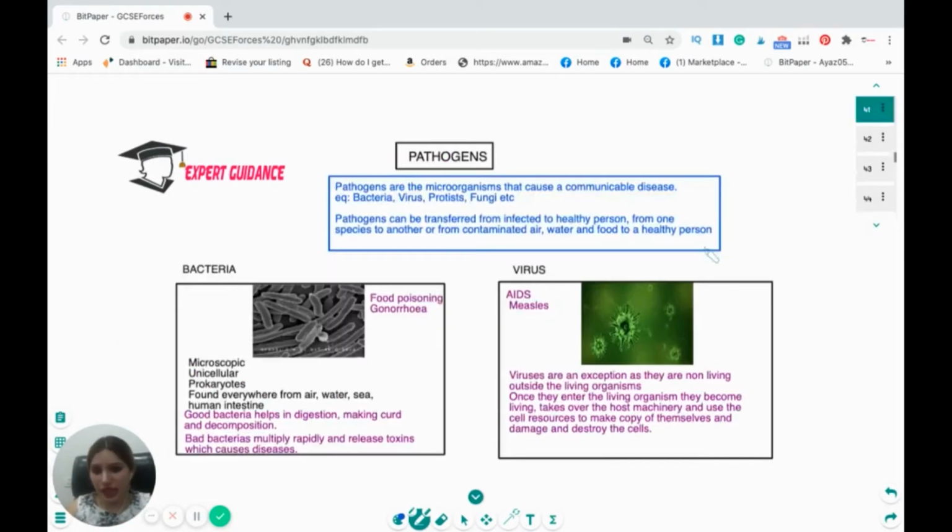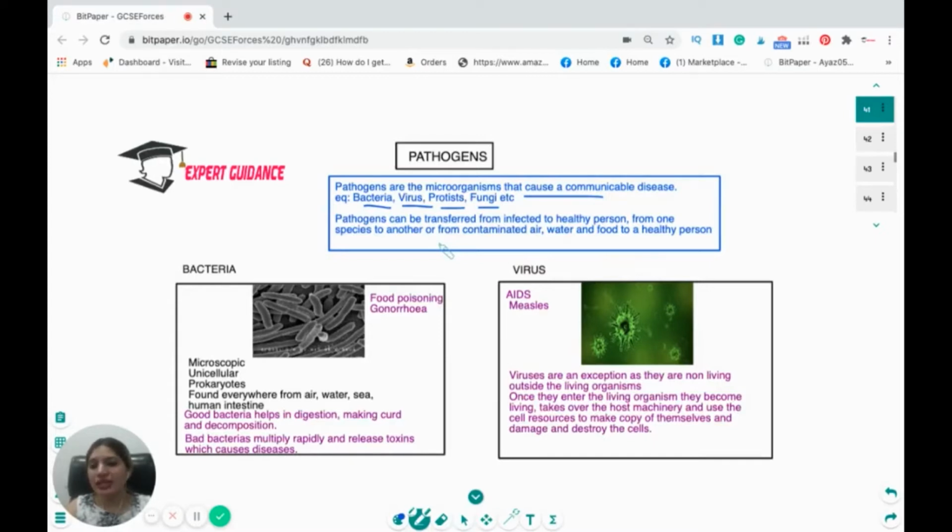that person is predisposed to many health complications. Now, as we said, communicable diseases are caused by pathogens. So you should know what pathogens are. Pathogens are the microorganisms that cause a communicable disease. Examples: bacteria, virus, protist, fungi. And pathogens can be transferred from an infected to a healthy person through air, water, and food.